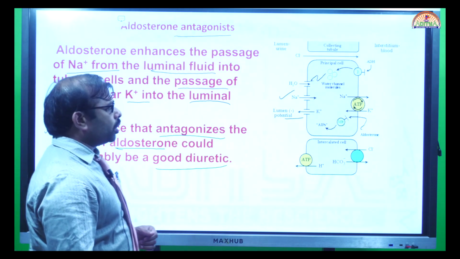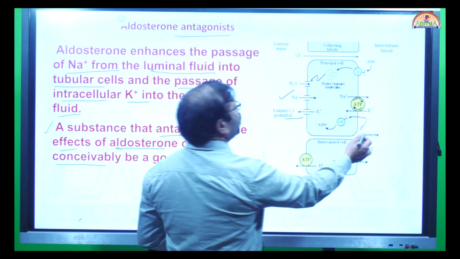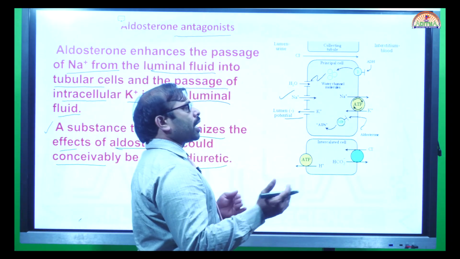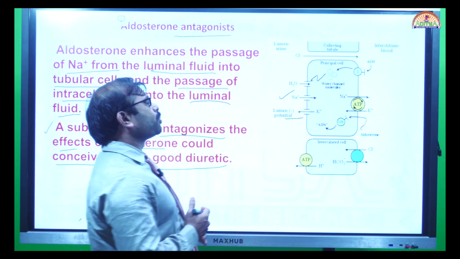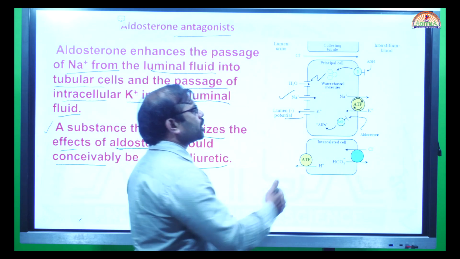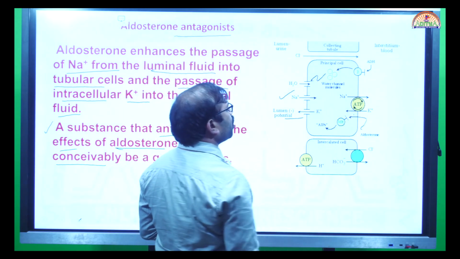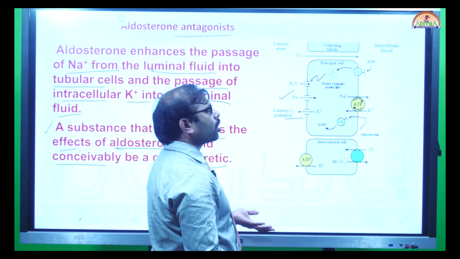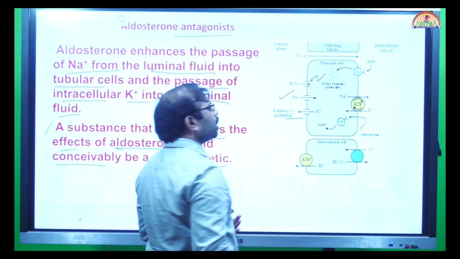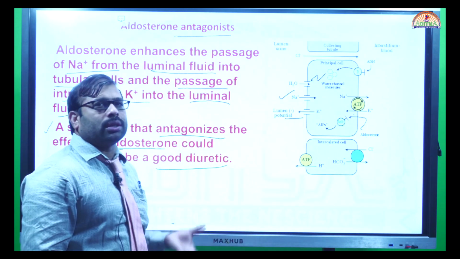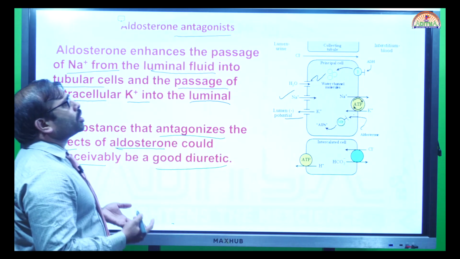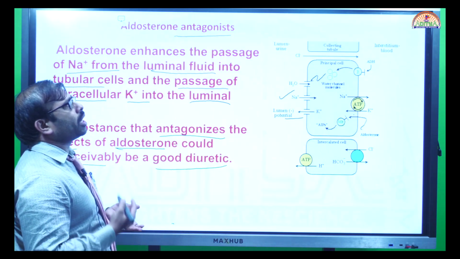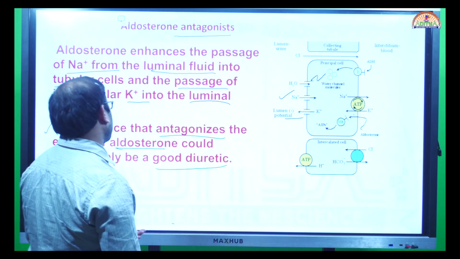it could conceivably be a good diuretic. Aldosterone naturally plays an important role in this ion exchange transportation, inside and outside the lumen. The passage of ions will be affected by inhibition of aldosterone, or by any molecule acting as an aldosterone antagonist, which can act as a potential diuretic. That's how these aldosterone antagonist molecules act as diuretics.